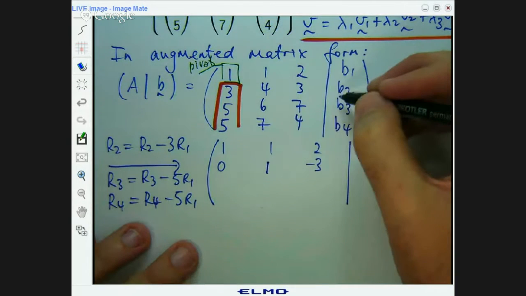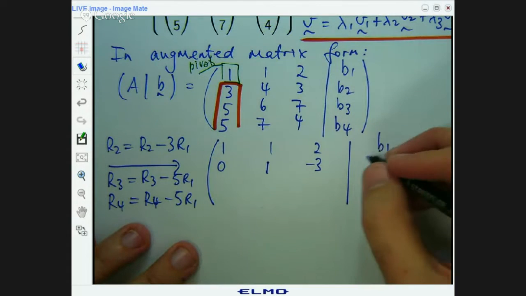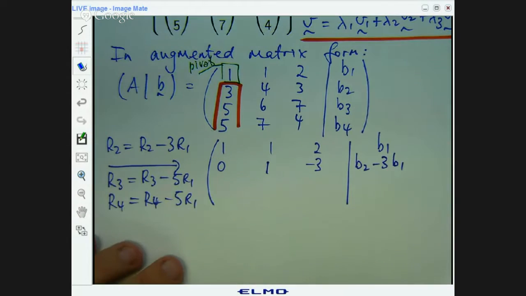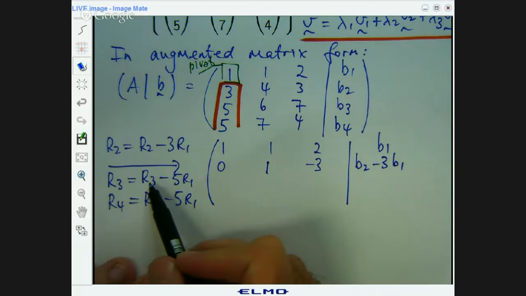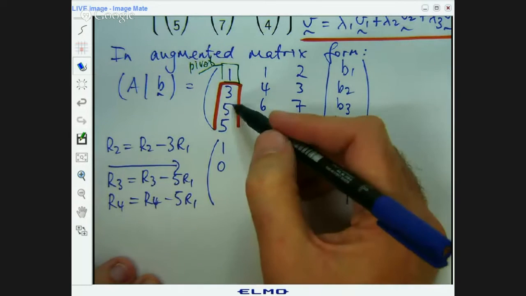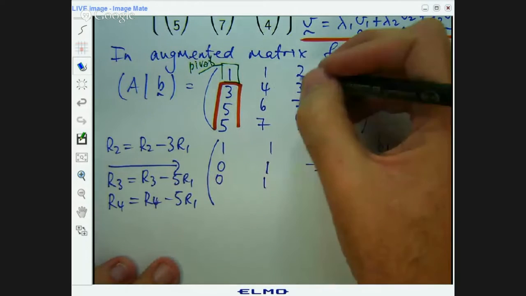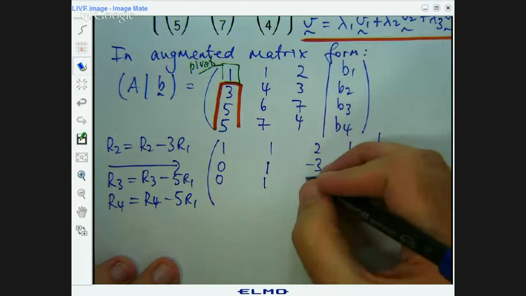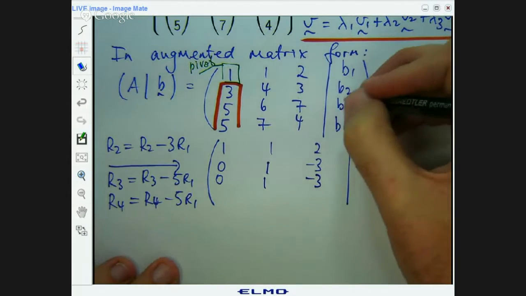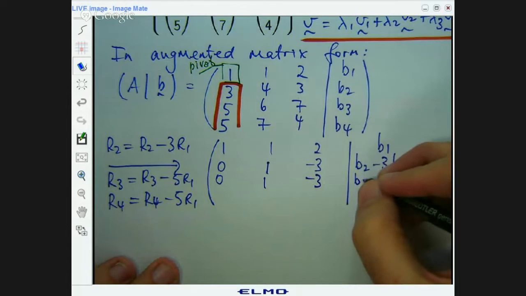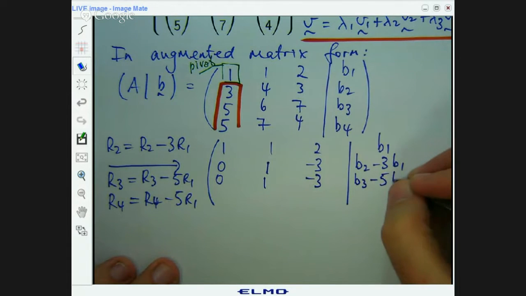And now B2 minus 3 times B1. Well, we don't know what B1 is, so it's just B2 minus 3 times B1. Okay, row 3 equals row 3 minus 5 row 1. That'll become 0. 6 minus 5 times 1, that's 1. 7 minus 5 times 2, that's negative 3. And B3 minus 5 times B1.